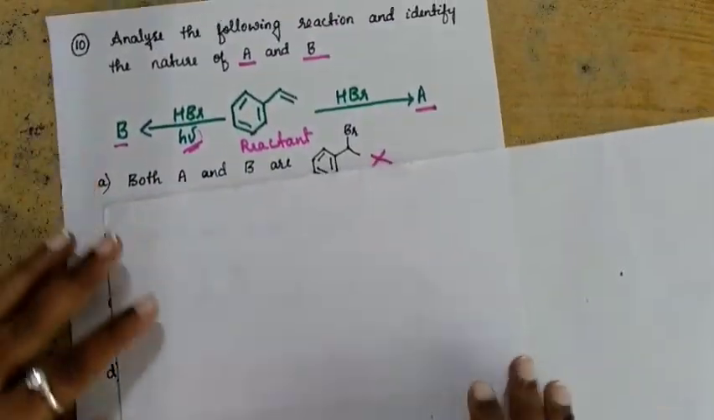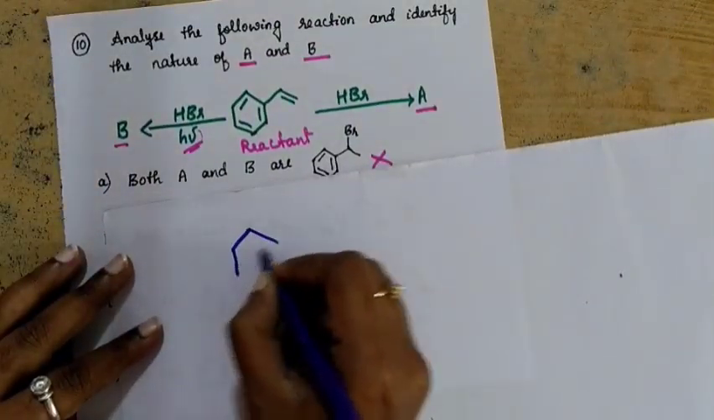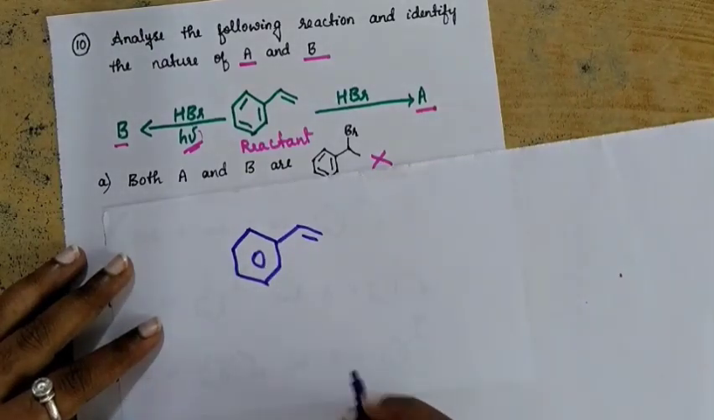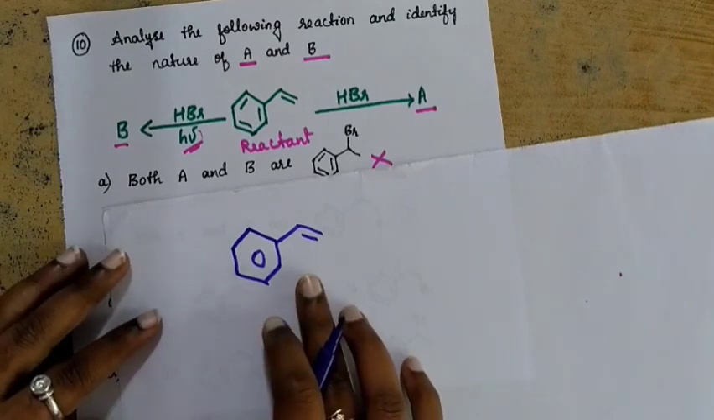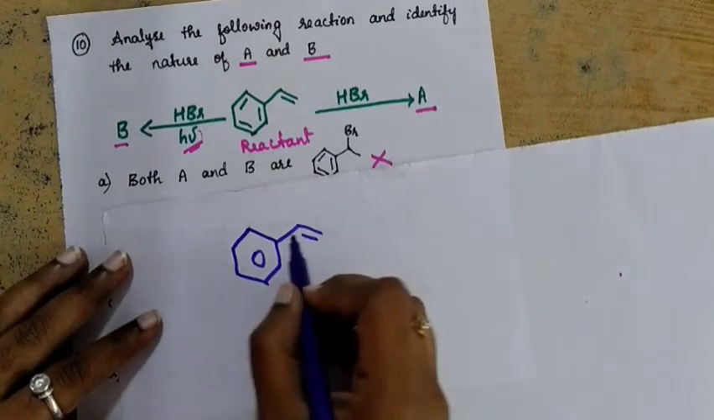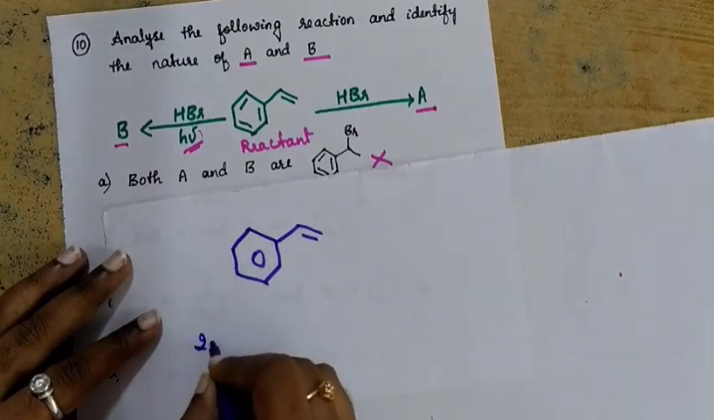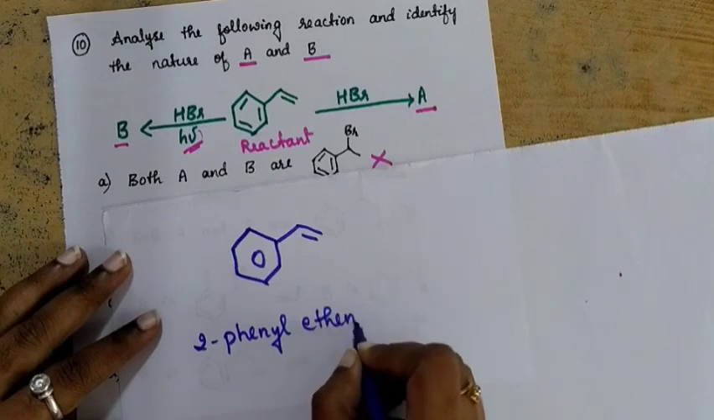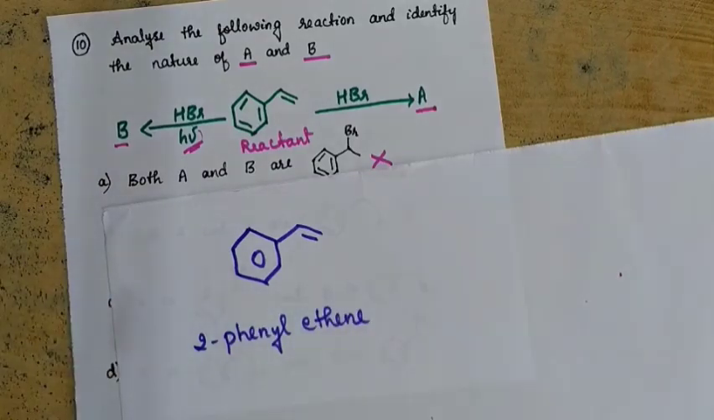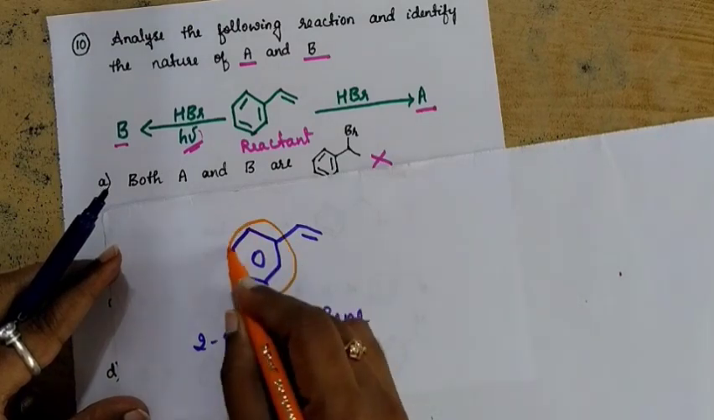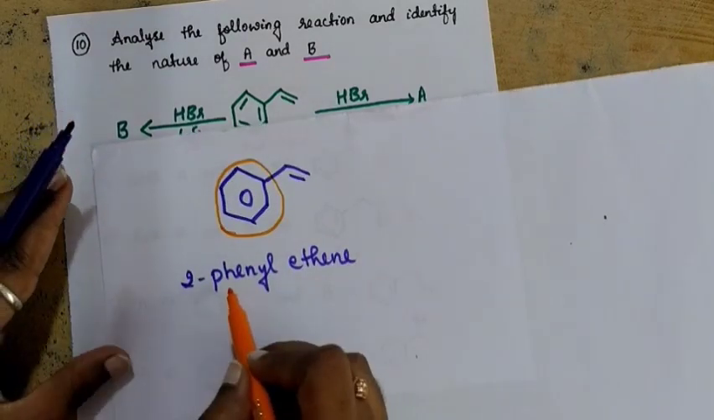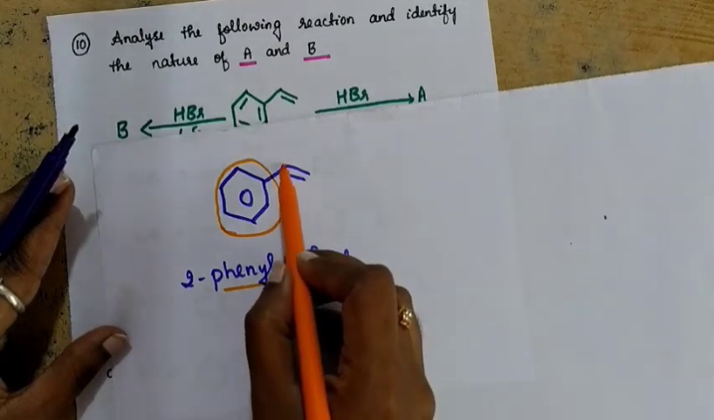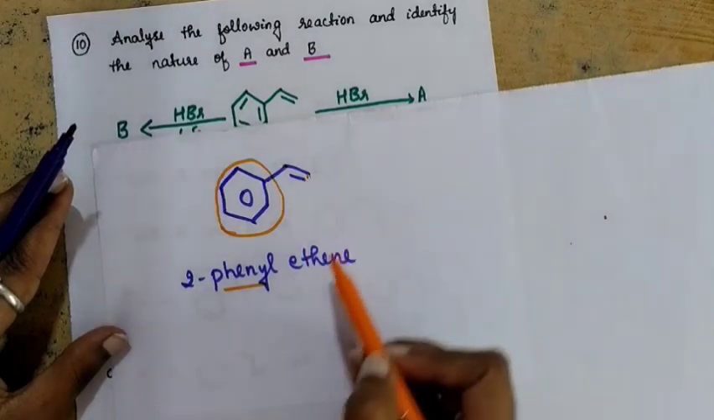The reactant given is this benzene ring followed by an alkene. So what is the IUPAC name of this compound? You can name it as 2-phenylethene. Here the benzene ring will be considered as a substituent. When the benzene ring is a substituent, you need to use the word phenyl. And here 2 carbon atoms are there in this parent chain, so it is ethene.